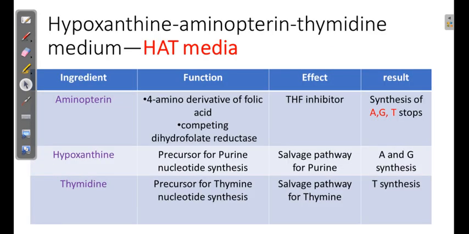Aminopterin blocks the synthesis of adenine, guanine and thymine by inhibiting the de novo synthesis, and hypoxanthine and thymidine start the salvage pathway. So by the salvage pathway, these are converted, supplementing the requirement of adenine, guanine and thymine.